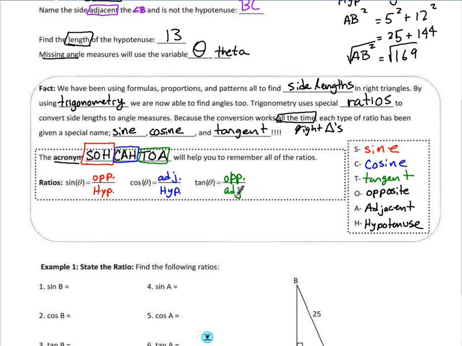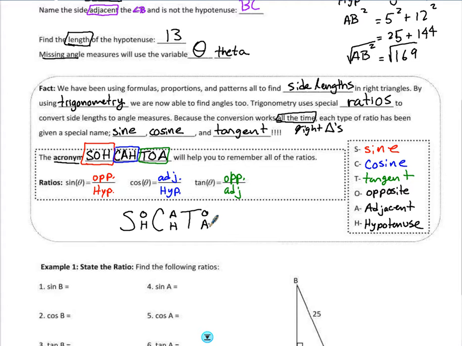Now, another way to help remember your acronym, I write it a little differently sometimes. You can also write the acronym as a capital S, little h over top of each other to help you remember the opposite over the hypotenuse. Capital C, A over H. Capital T, O over A. You'll see that I rewrite this acronym repeatedly on top of every worksheet that we work on to help us remember the acronym and remember the ratios.